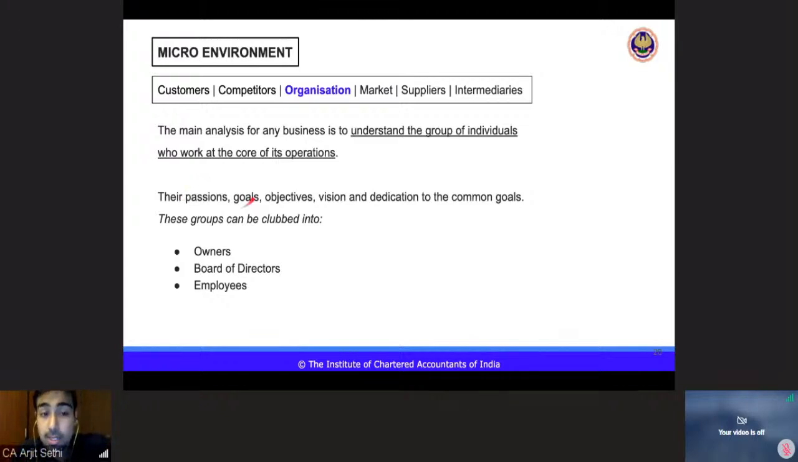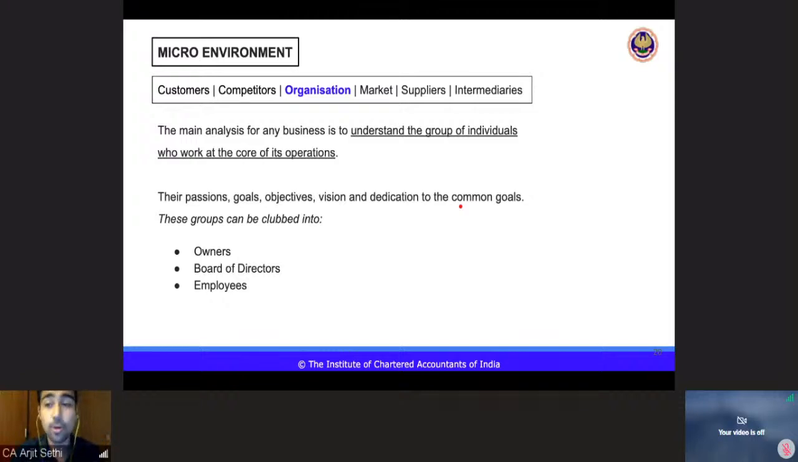What are their goals? Do they want to grow, or do they want to do the mundane, basic work in the organization? What are their objectives? Do they want to go for higher study? Do they want to be part of the leadership in the organization, or do they just want to be the person doing clerical work, right? What is their vision? How do they see themselves after 5 years or after 10 years? Their dedication to the common goals.